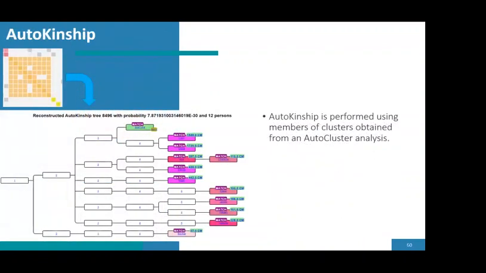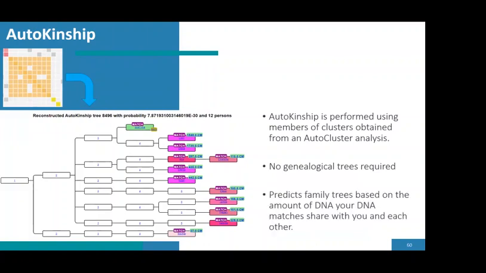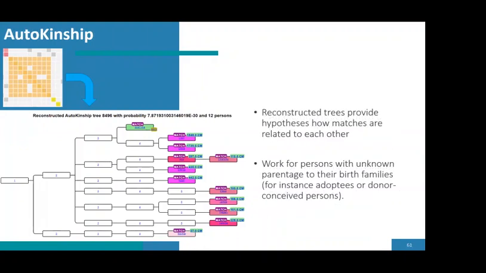The auto kinship is performed using the members of clusters obtained from an AutoCluster analysis, which is all based on DNA, and is able to reconstruct a tree. Using the shared DNA between the matches in a cluster, as well as the amount of DNA you share with them, auto kinship reconstructs and compares many different trees. Having these trees provides hypotheses for how matches might be related to each other. Usually the top 10 trees are reported.